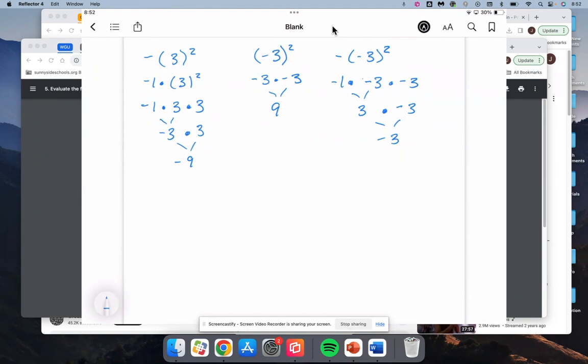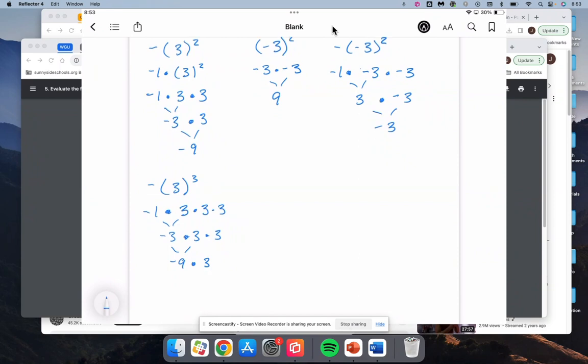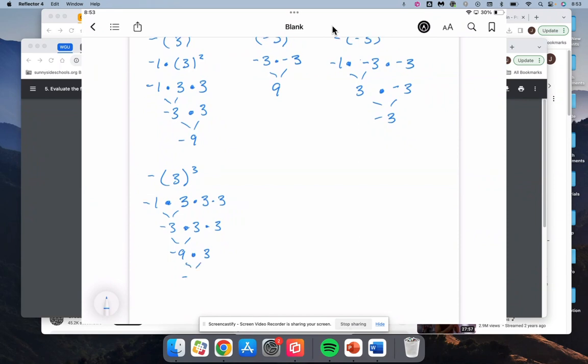When you have something to the power of 3, we'll just do these same problems again, but we'll put an exponent of 3 on them instead. So a negative with a 3 to the power of 3. Again, this is a negative 1 outside there, times, and we've got 3 3's this time. 3 times 3 times 3. And so a negative times a positive makes a negative 3. We still have those other two 3's. A negative times a positive makes a negative. And then again, a negative times a positive makes a negative.